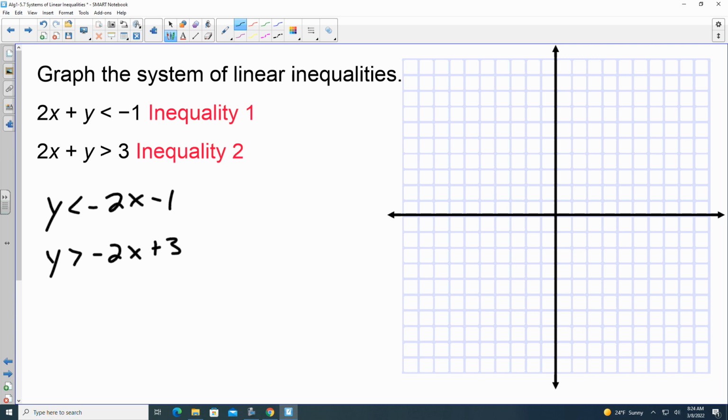So here is how we go about solving that one. I have negative 1 as my y-intercept. It looks like it's going to go down 2 to the right 1, or I can go up to the left 1. And it's a dashed line.